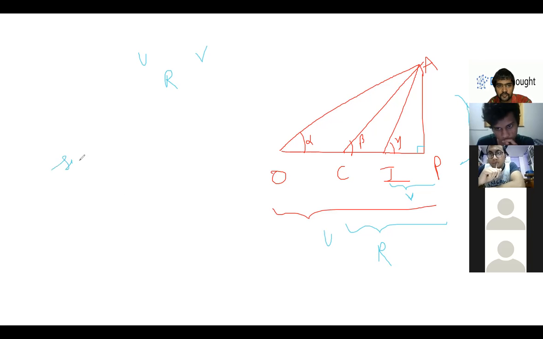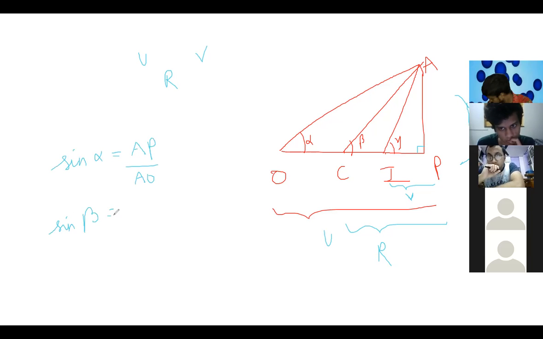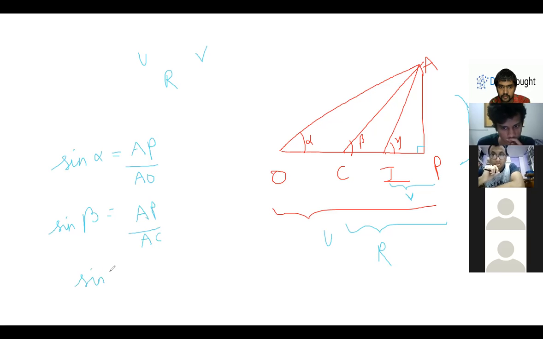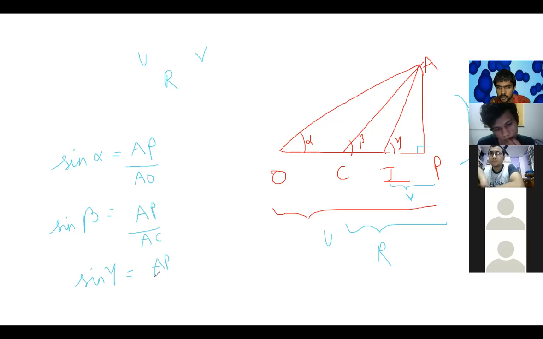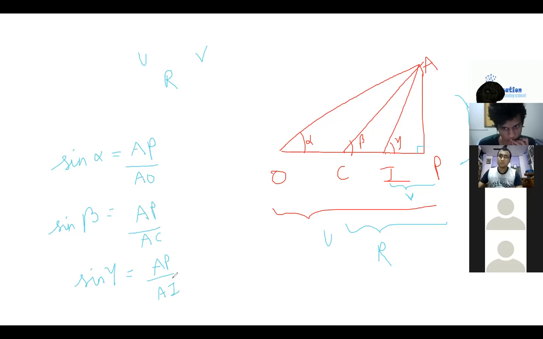So now we say that sine alpha is almost equal to AP by, what is the hypotenuse? AO. Okay. Sine beta is AP by AC. AC. Okay. Sine gamma is AP by AI, right?